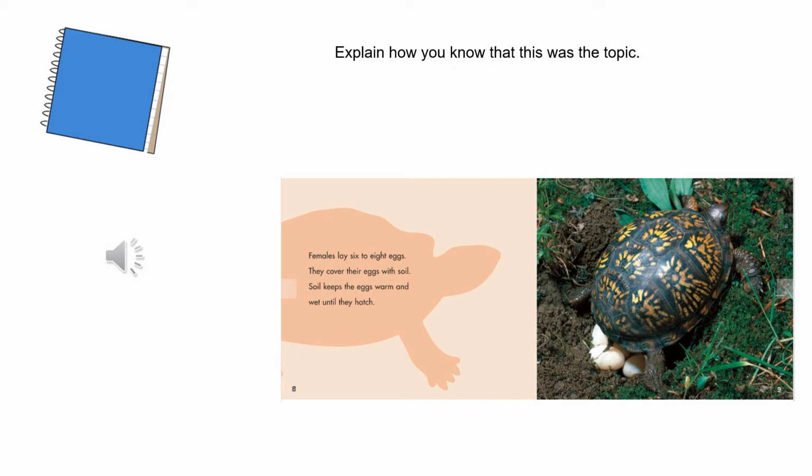So the next part of your journal entry will be this. Explain how you know you have the right topic. Your sentence might sound like, I know I have the right topic because, how do you know you have the right topic? Finish the sentence.